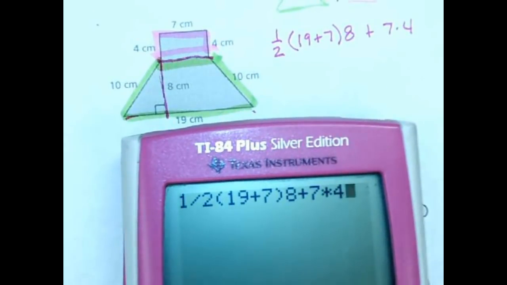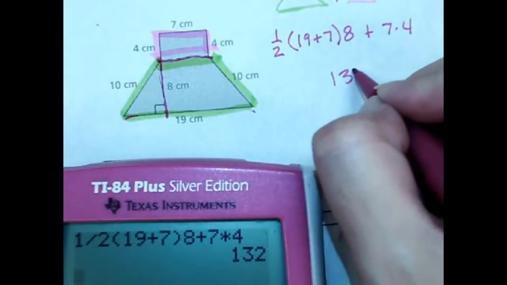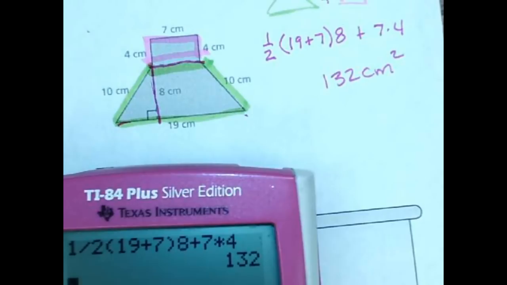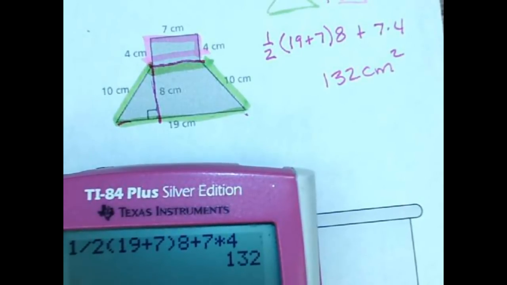Now I'm ready to use a calculator. I typed it in just like I have on my paper, and hit enter, and my answer is 132 centimeters squared. I forgot to mention it earlier in the videos, but I've left the back of this blank on purpose, so you can use the back as scratch paper as you work on the rest of your little quizzes in the Nearpod. That's it. You're done with this part.